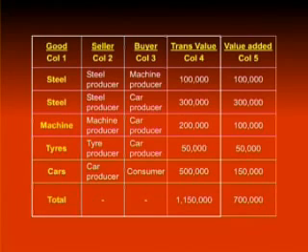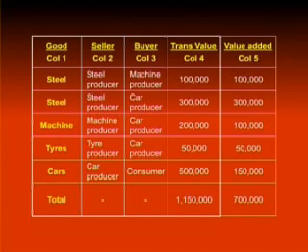Now note that the machine producer bought the steel from the steel producer for rupees 100,000, and now it is selling the machine to the car producer for 200,000. Now it bought steel at 100,000 and sold it to the car producer for 200,000. That is, in producing the machine or manufacturing the machine, the producer added value of 100,000, and this is what is shown in the fifth column.